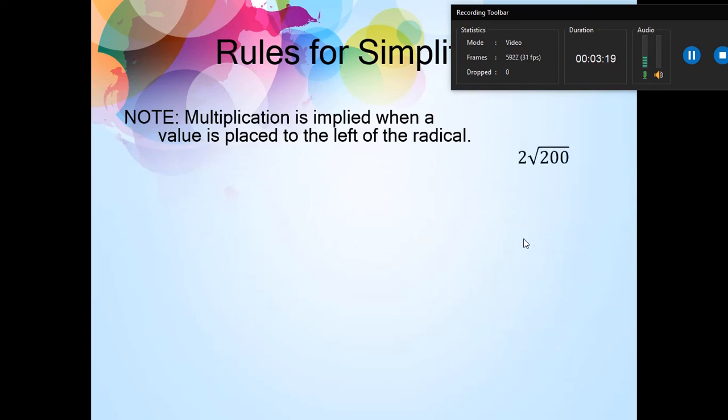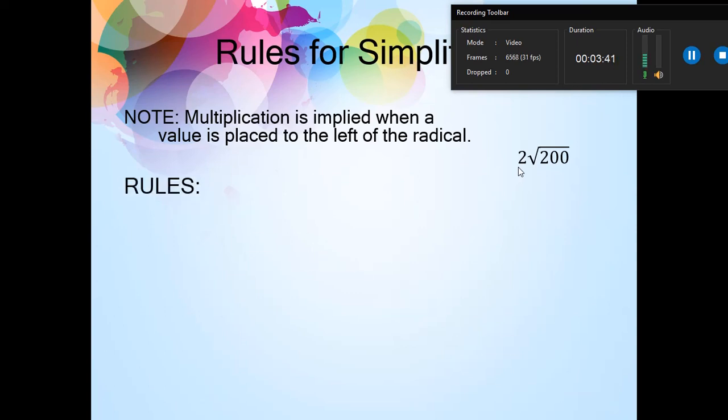So just a note before we get started, when you see a number in front of a square root radical, just know that multiplication is implied. That doesn't mean I want you to type it into your calculator and multiply it, but this 2 as a coefficient is going to sit there until there's another coefficient available for it to multiply into.